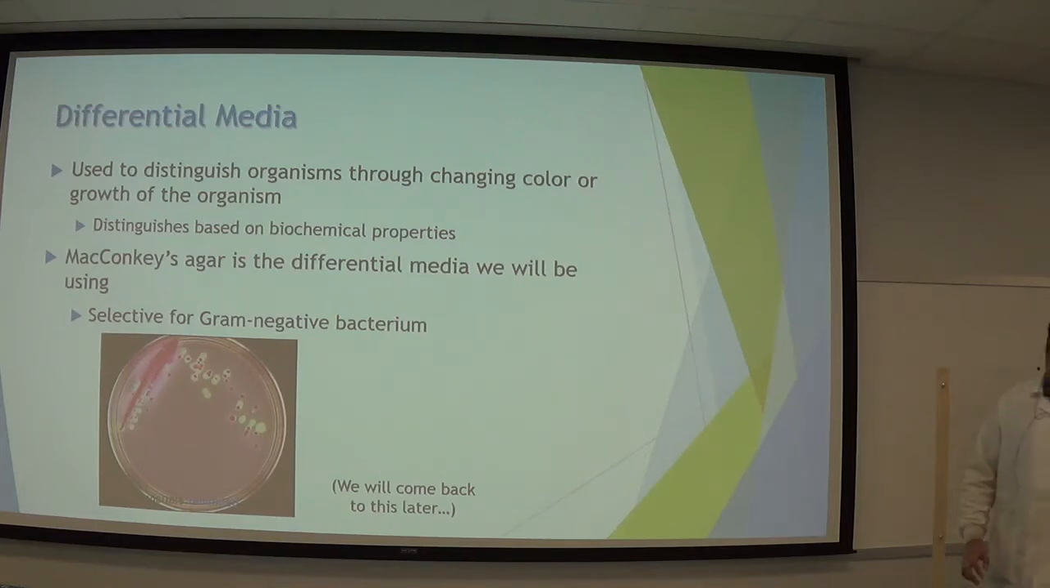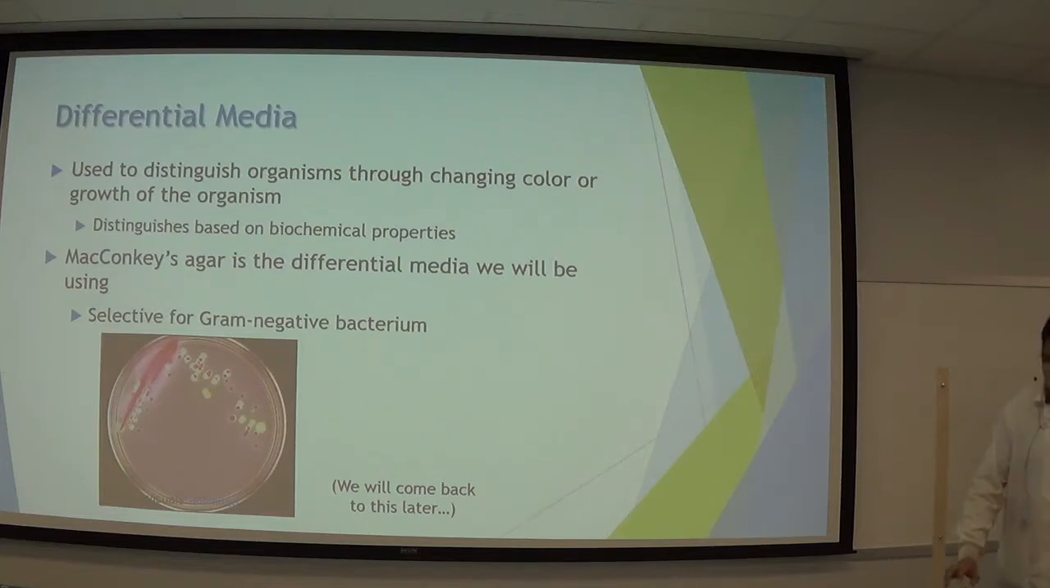So with MacConkey's agar, you have a lot of crystal violet and also bile salts in there. You don't need to know exactly what those are, but all you need to know about those two compounds is that they inhibit the growth of gram-positive bacteria, meaning you will not get any gram-positive bacteria growing on the plate. That's where the selective property of MacConkey comes in.